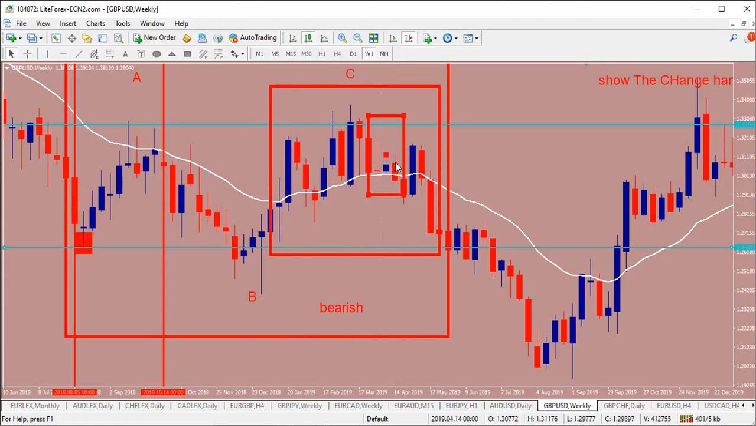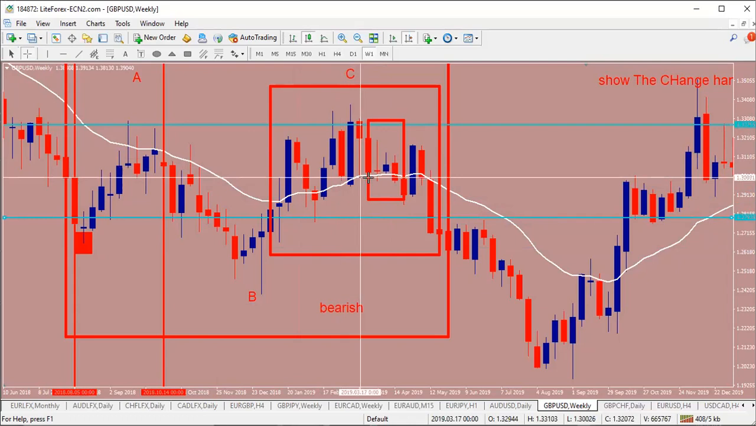If we take this down to the lower time frame, we will be able to see it clearly. What happened here is an absorption. The buyers were absorbed by the sellers very quickly at this point.